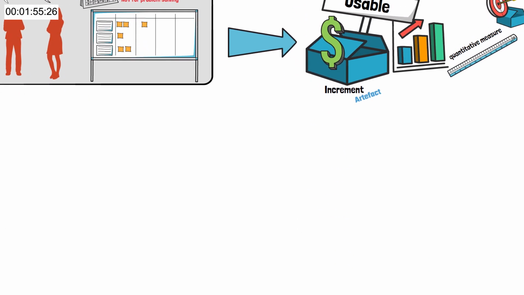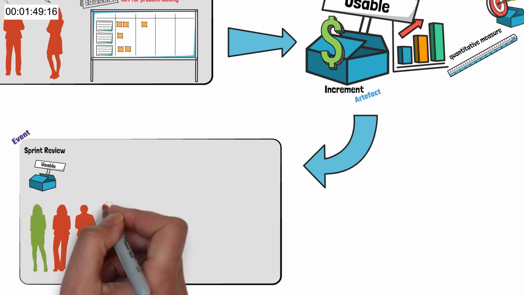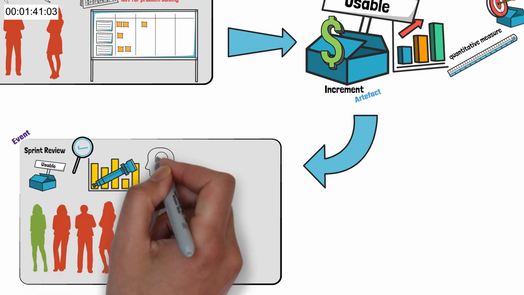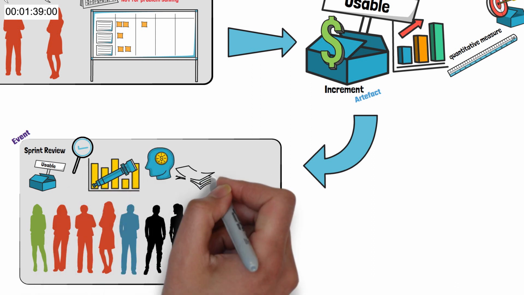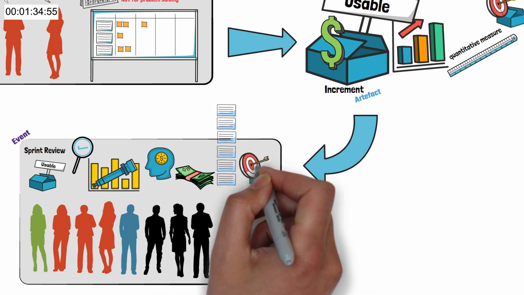The increment is one of the inputs for sprint review. The sprint review is the third event in Scrum. Besides the increment, during the sprint review, the Scrum team and anyone who has a stake or has an interest in the product should inspect the current market conditions, any new opportunities, the remaining budgets, the remaining product backlog, and also the progress towards the product goal.